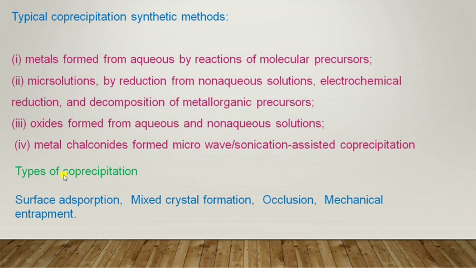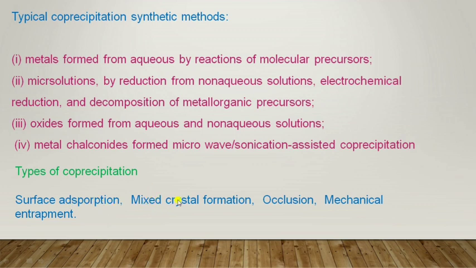Here are the types of co-precipitation. The first one is surface adsorption. Second is mixed crystal formation. Third is occlusion. Fourth is mechanical entrapment. First is surface adsorption. Surface adsorption is the common process of co-precipitation. It is likely to cause significant contamination of the precipitate with large specific surface areas.